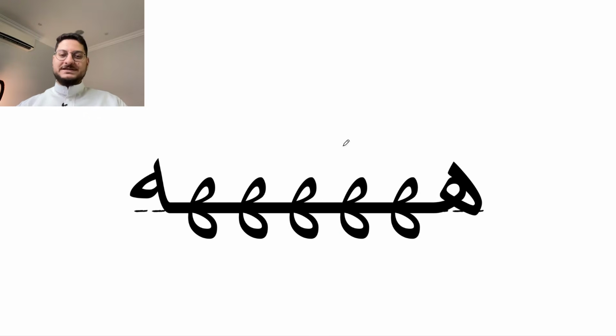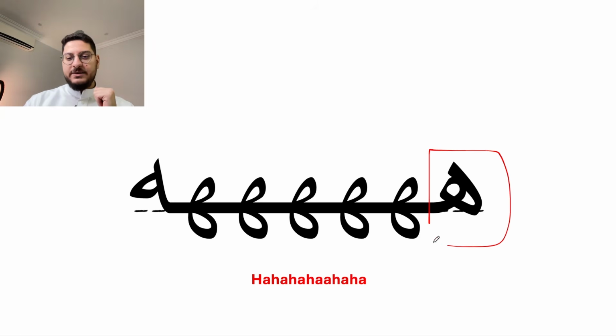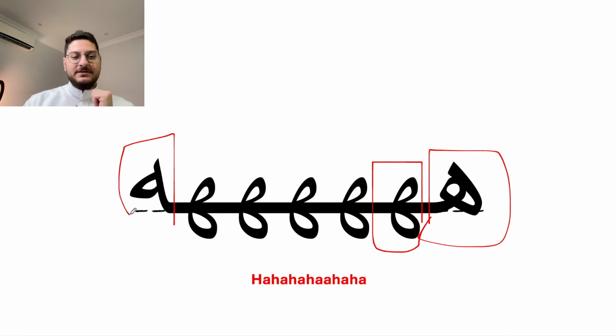Now, this one is funny. And this is actually how it looks when we want to say ha ha ha ha ha ha on WhatsApp, for example. We just literally put ha ha ha ha ha ha, and this is how they look when they are connected. So this is the ha at the beginning, and then this is the ha when it's connected to both sides and it's repeated. And then this is the ha at the end. So this is ha ha ha ha ha ha ha.